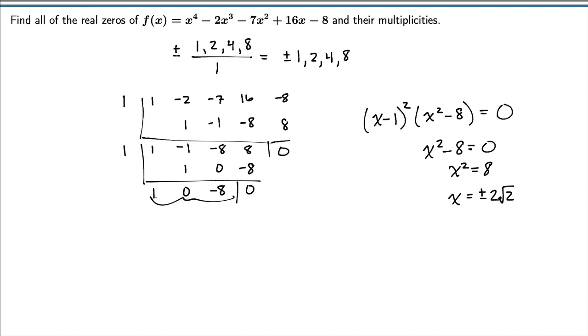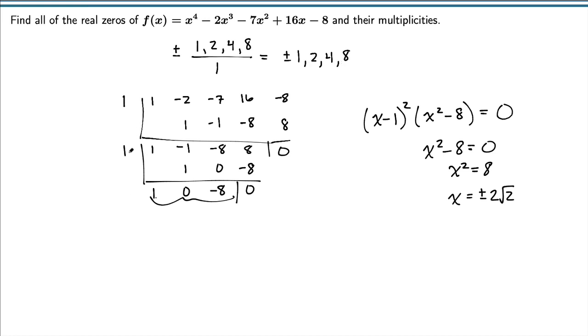Now notice that these zeros, 2 root 2 and negative 2 root 2, are not in this list. That's fine because the rational zeros theorem says all the rational zeros are of this form. Well, 2 times the square root of 2 is not a rational number. So you're not always guaranteed to find all of the zeros just from this list. So once you get down to a quadratic, just go right to writing out the quadratic, because then you'll find the zeros and you won't waste time checking things that don't work.